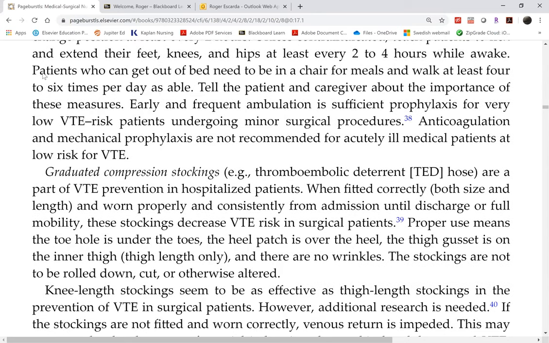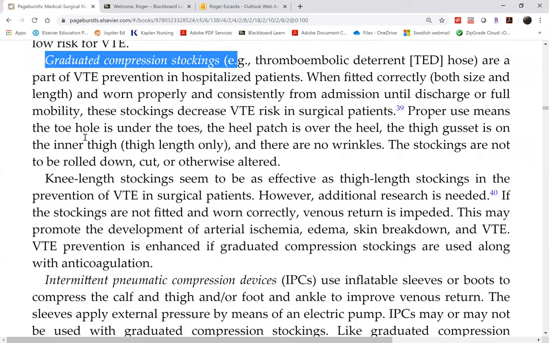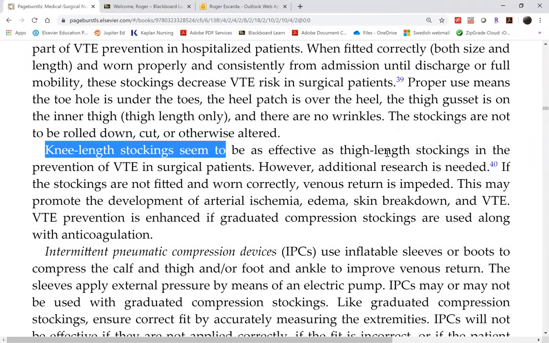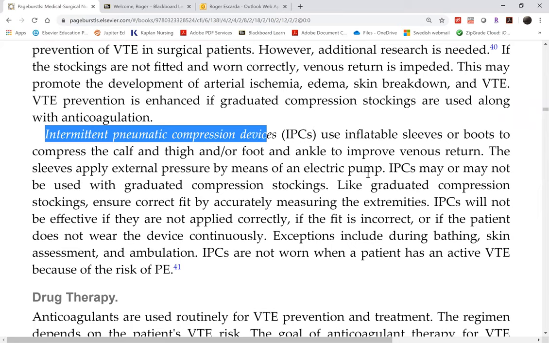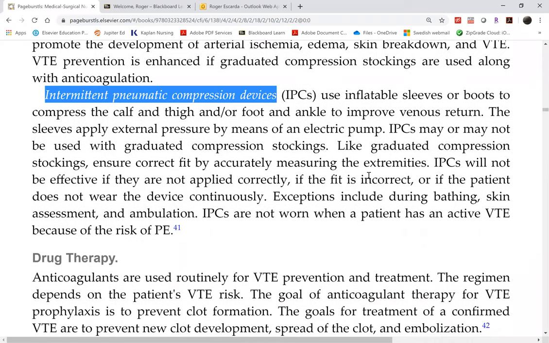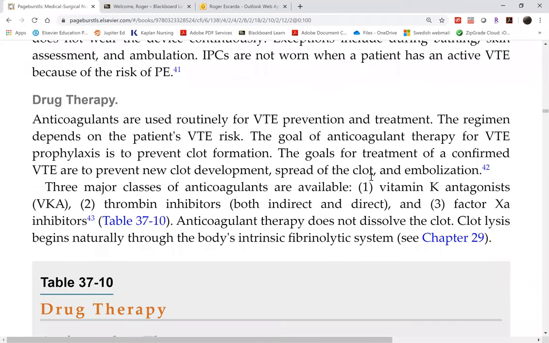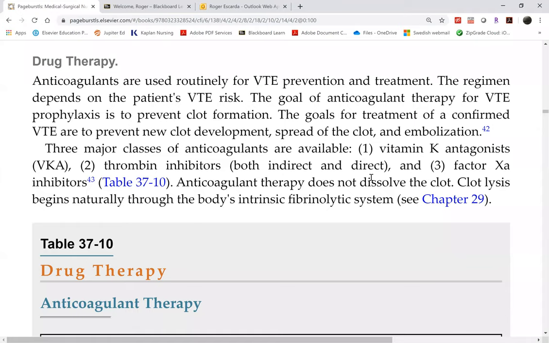So here are the stockings. And these are the compression devices, those machines that inflate with air alternatively. I'm sure you've seen them on the floor. Drug therapy will have to be addressed in the recorded lectures. We are out of time.